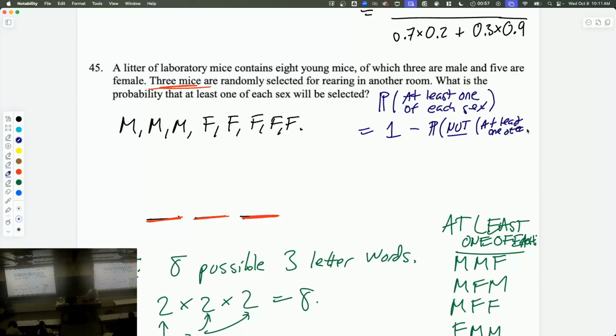Okay, and this is something we know from our Venn diagrams you can always do. And in this case, not at least one of each is split into 2 groups. It's either male, male, male, or female, female, female. And I can add those probabilities together because they don't overlap. So I've got to do the probability of male, male, male, and the probability of female, female, female. You could write out male, male, male, and female, female, female. You can think of doing some big tree.